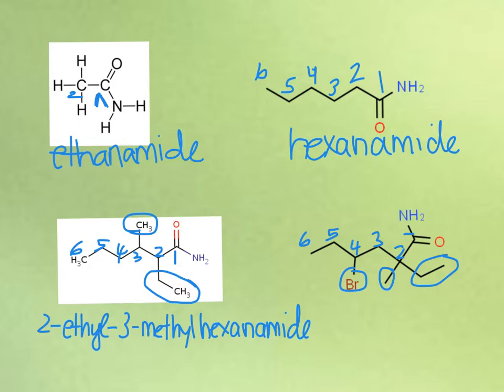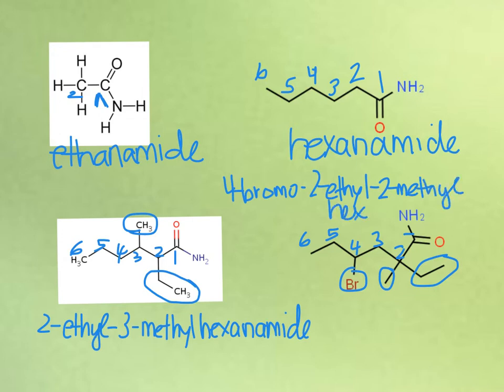So we're going to go 4-bromo, and then we have a 2-ethyl and a 2-methyl, and the whole thing we said was a hex, so hexanamide. So 4-bromo, 2-ethyl, 2-methyl, hexanamide. All right, so again, just looking for that group, finding the group, starting the numbering, and then just adding all the branches in.